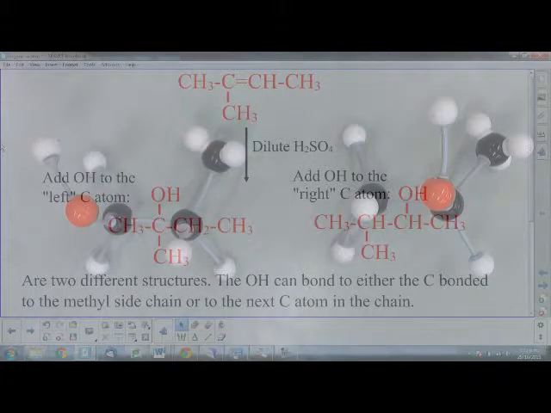It's not a case of the OH being on the end of the chain or the middle of the chain, but I either get the OH attached to the same carbon with the side chain, or I get the OH attached to the other carbon which does not have a side chain attached to it. Either way, they have different structures. They are two different products. Once again, an asymmetrical alkene has given us two organic products.